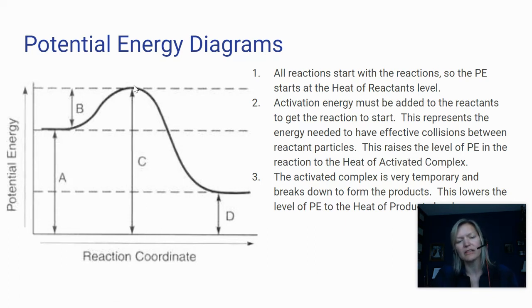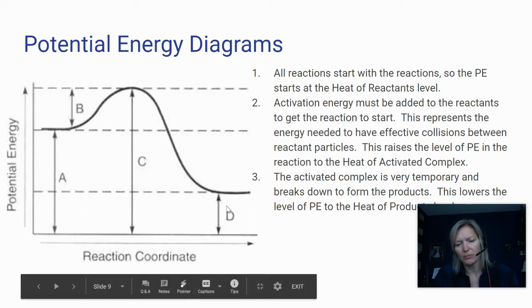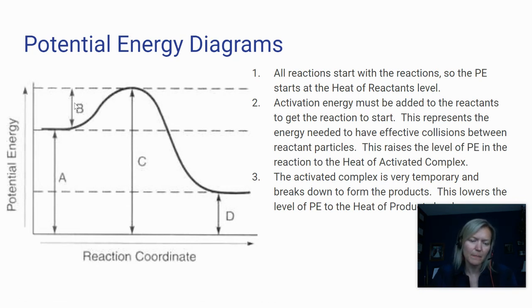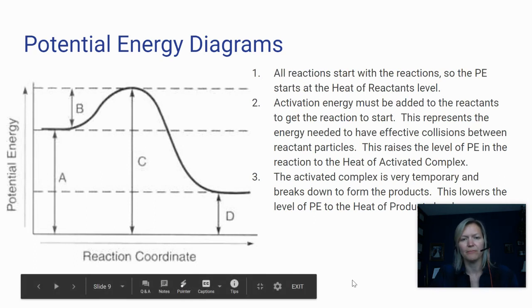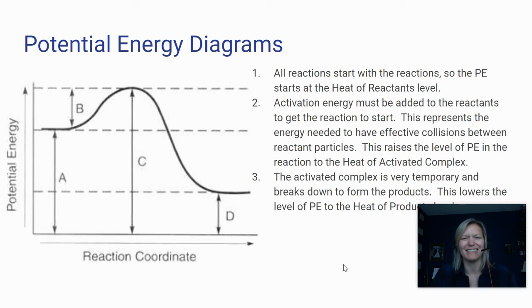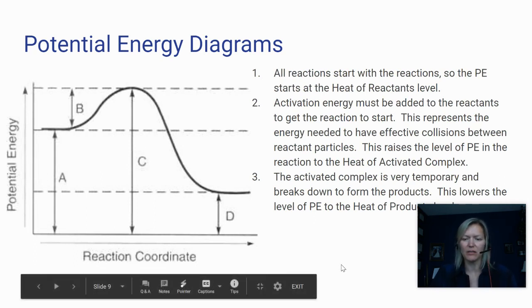And then once we get to the top of the hill, just like if you're biking or you're walking or you're running or you're skating or whatever, once you get to the top of the hill, it's just going to go down. Here are our products. This is going to happen all on its own. Here's our potential energy of the reactants. Now this little part right here, that's our activation energy. That's how much energy it takes to get this thing going. We have to get to the top of the hill before it can go down.